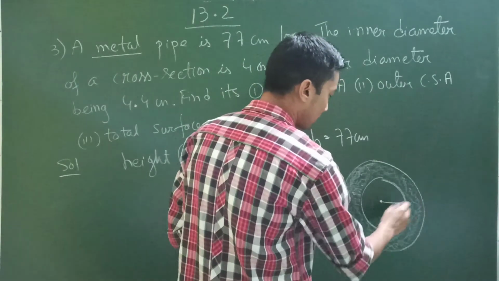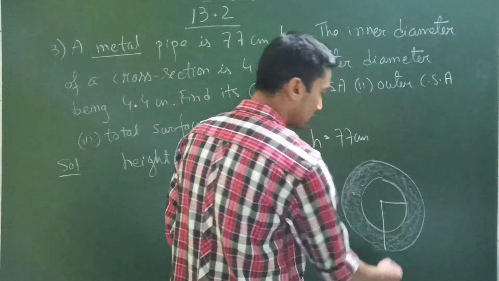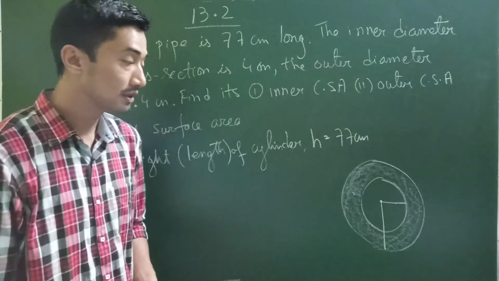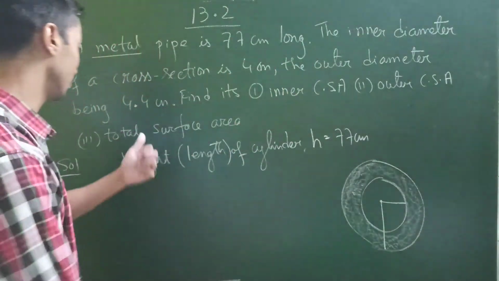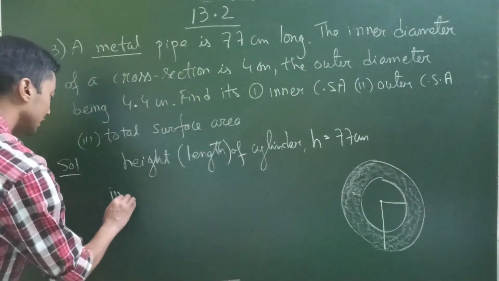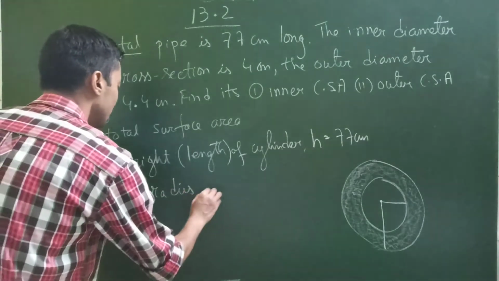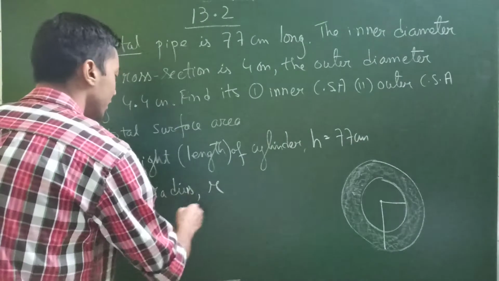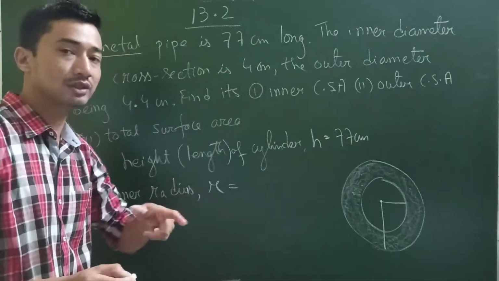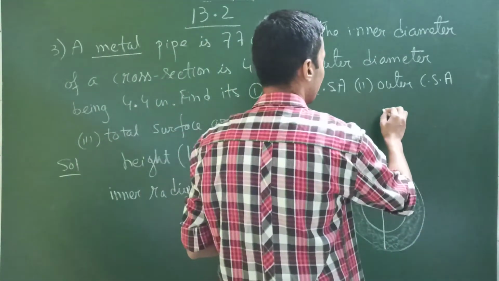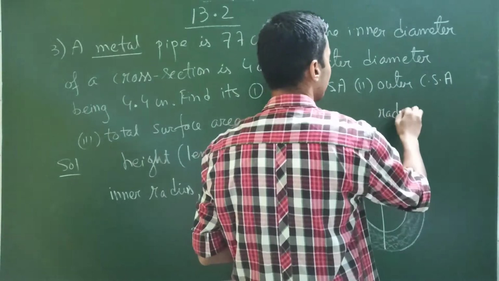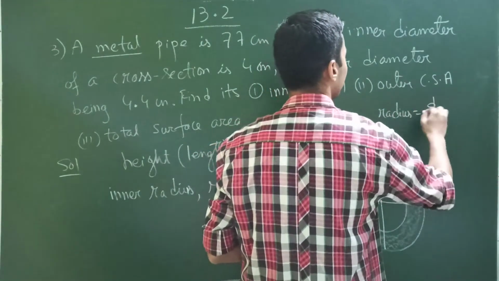The radius, of course, is not given, but the diameter is given. The inner diameter is given, so we can find out the inner radius. I'll do it directly. The inner radius, let's use small letter r. We know the relation between radius and diameter. Radius is always equal to what?